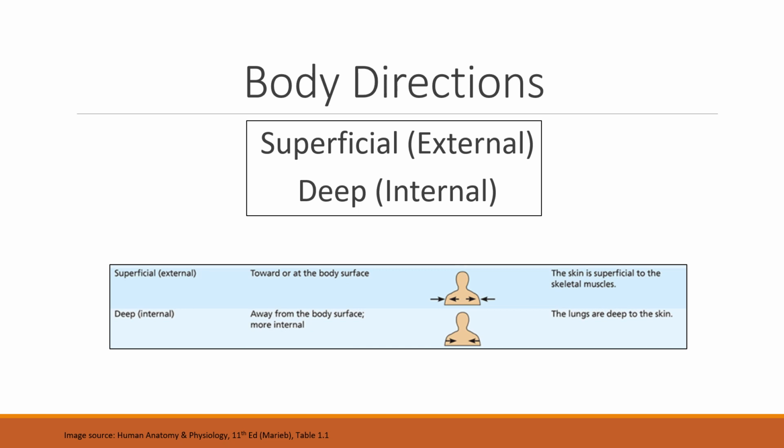And then finally, we have superficial and deep. I think that's fairly intuitive. Superficial means towards the body surface, and deep means away from the body surface. You'd say the skin is superficial to the muscles, right? Because it's on the outside or on the surface. You'd say the lungs are deep to the skin. So that should be pretty straightforward for you there.